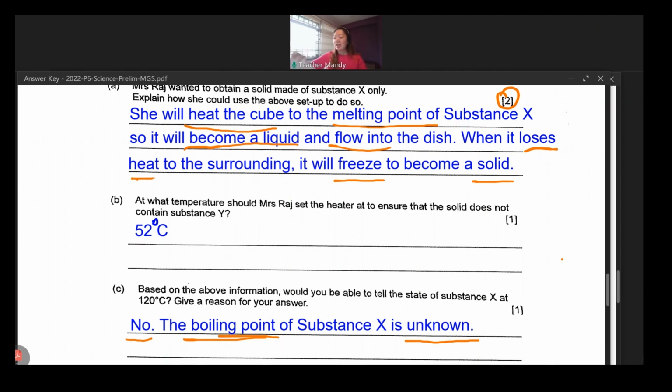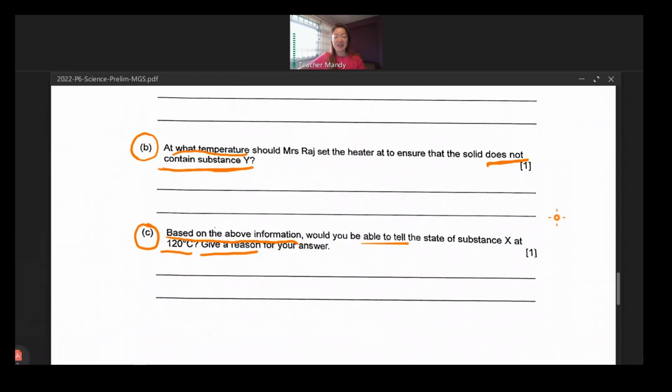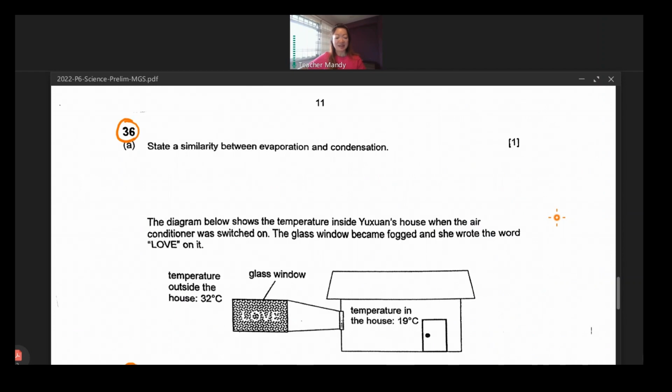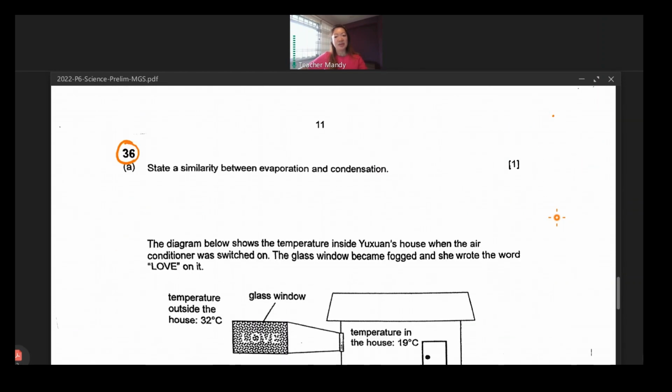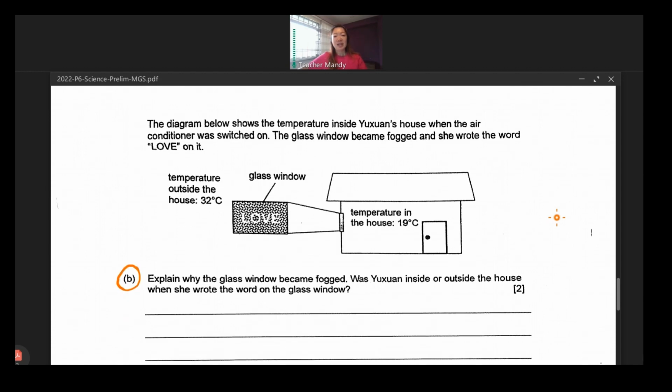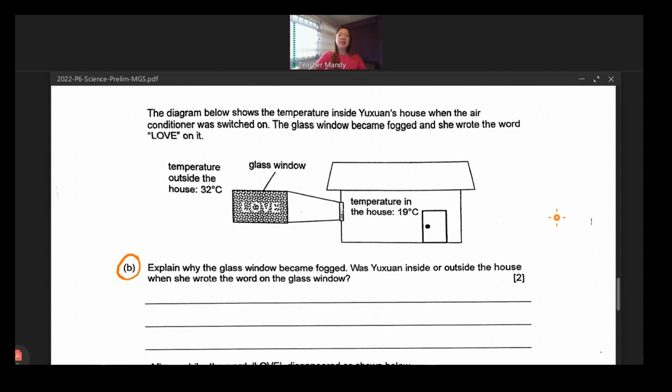That. Now, let's go on to the next question, which is a very interesting question because of the story that it has. So 36. Okay, 36, I'm going to skip A because it's very easy. Now look at B and C. The diagram below shows the temperature inside Yu Xuan's house when the air conditioner was switched on. So inside the house, it's only 19 degrees Celsius.